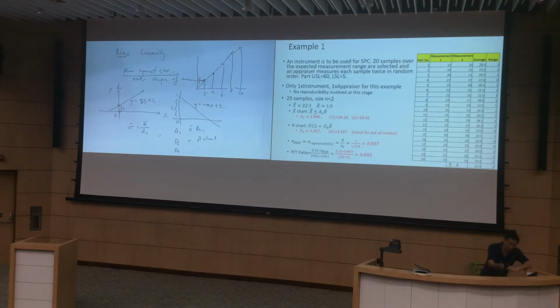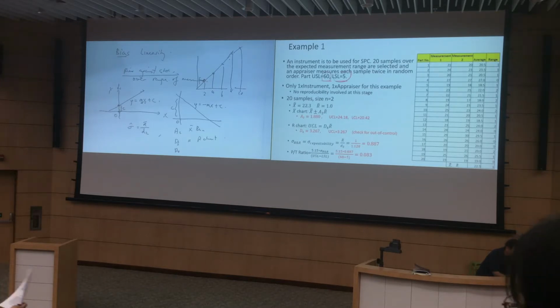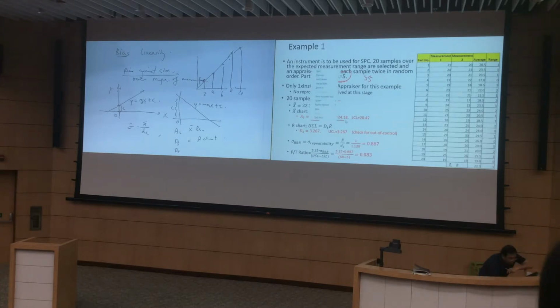So I just plug in the numbers since you have all done the work already. We have the part spec, the upper spec and the lower spec. So the tolerance is 55, upper spec minus lower spec. You plug in all the values that we have. So with the A2, the upper control limit is this and the lower control limit is this. And then for the R chart, D4 is 3.267. The lower limit, D3, is always 0 for n less than 7.